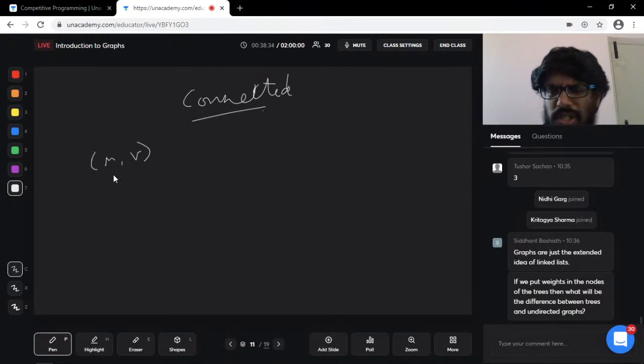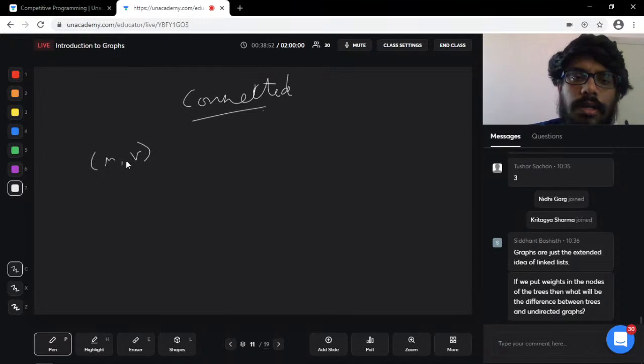Siddhant, we haven't gotten to trees yet, but trees are an undirected graph, but they're an undirected graph with a lot more properties to them. We'll get to what those properties are in some time.